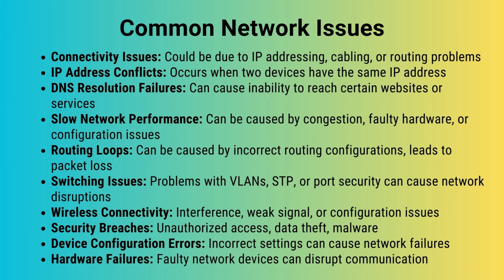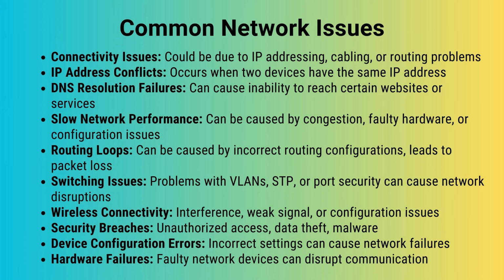Network administrators frequently encounter a range of common issues. Connectivity problems often stem from IP addressing errors, cabling issues, or routing misconfigurations. IP address conflicts, where two devices are assigned the same IP, can cause intermittent connectivity problems. DNS resolution failures can prevent access to websites or services, even when the underlying network is functional.